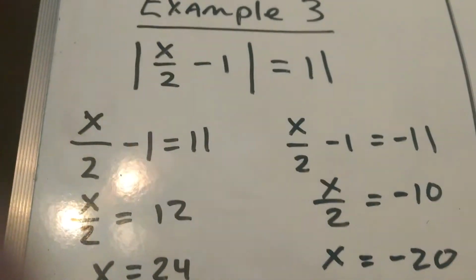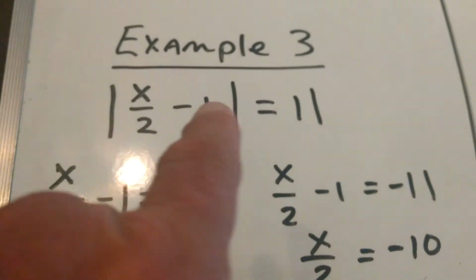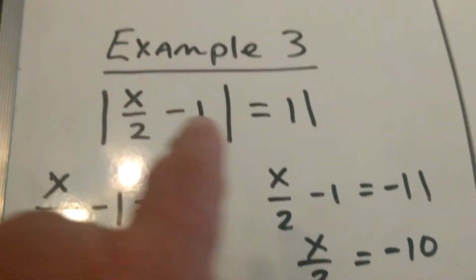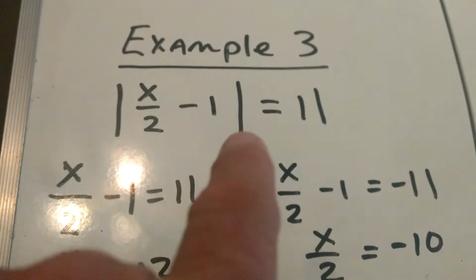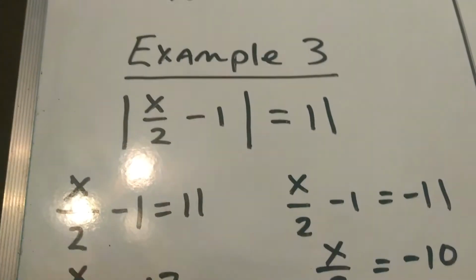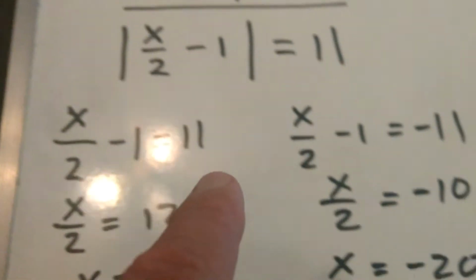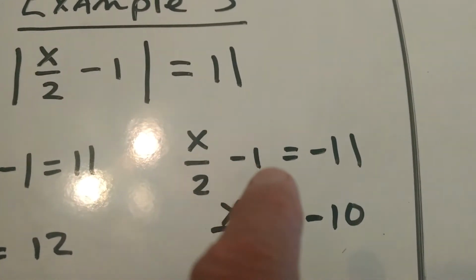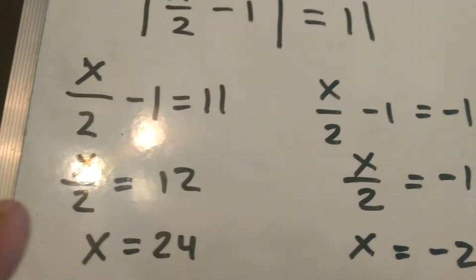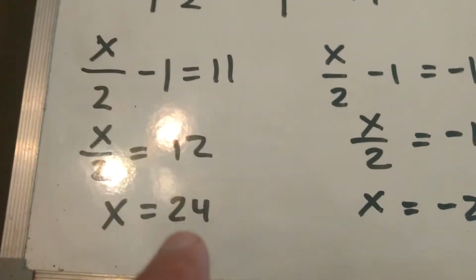Coming down here to example 3, same situation. This side's got to be positive. This side is already positive, so we're good to go. We don't have anything attached to the outside, so we can compare both sides. Positive, positive, we're good. So we get x over 2 minus 1 equals 11. x over 2 minus 1 equals negative 11. Add the 1, multiply by 2, we get x equals 24.